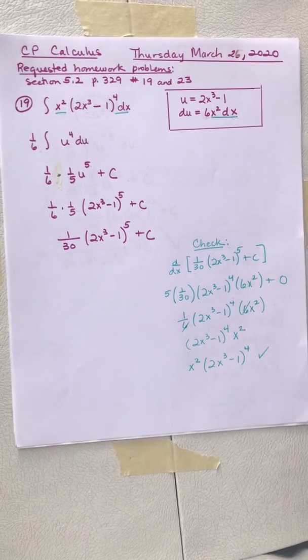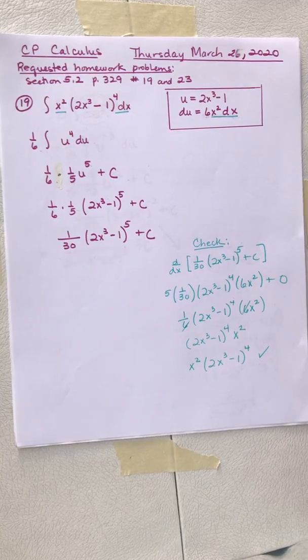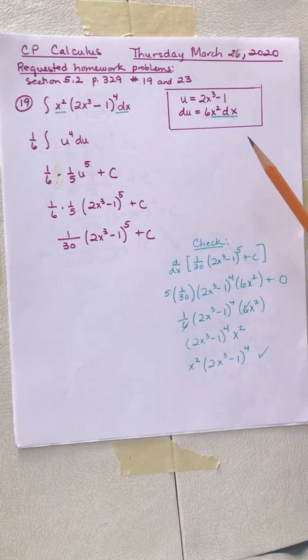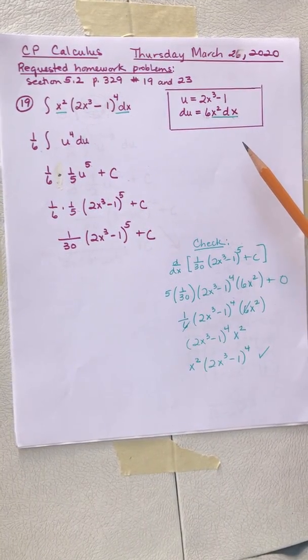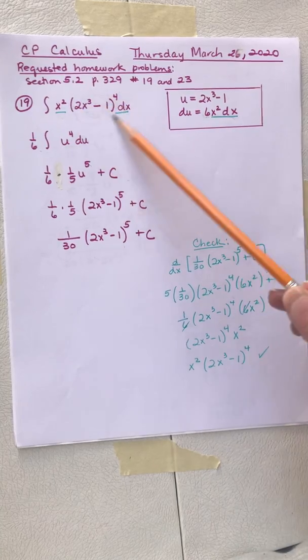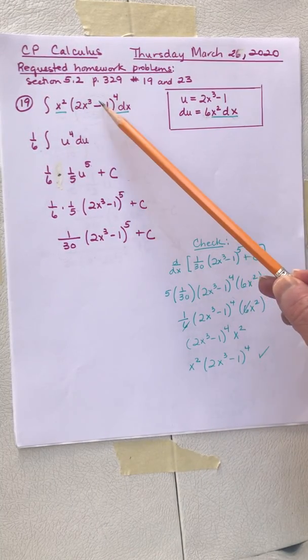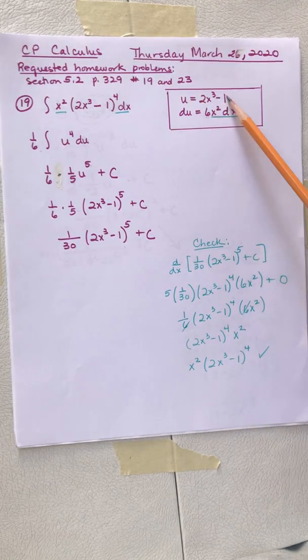I'm going to start today with two requested homework problems from section 5.2, page 329, numbers 19 and 23. So we're still doing u substitution. We're looking for the inside function here in our integral, and that would be 2x cubed minus 1. So that's our u value.